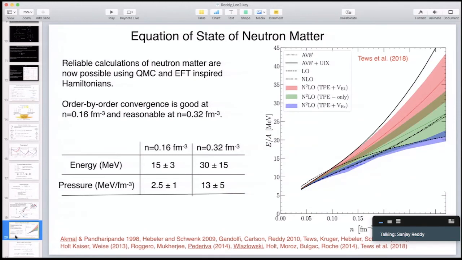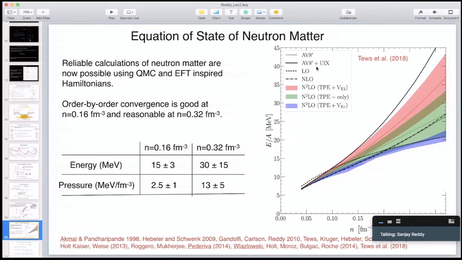So up to a density of about 0.16 fm^-3, that's about 2.5 times 10^14 grams per centimeter cubed inside the neutron star. So this is a little bit into the outer core of the neutron star. The convergence of all of these results is very good. So we can calculate the energy of a neutron.